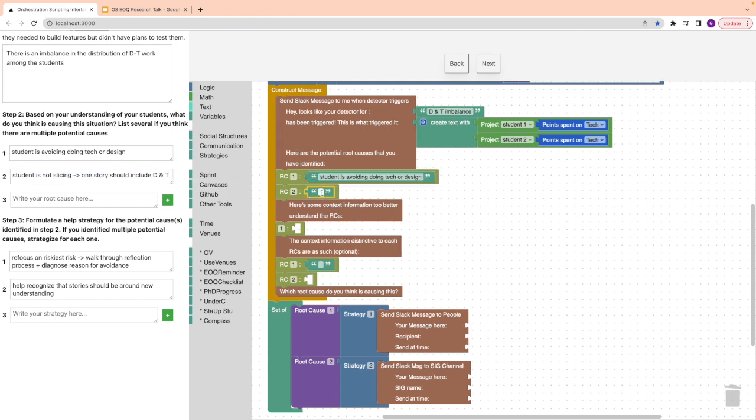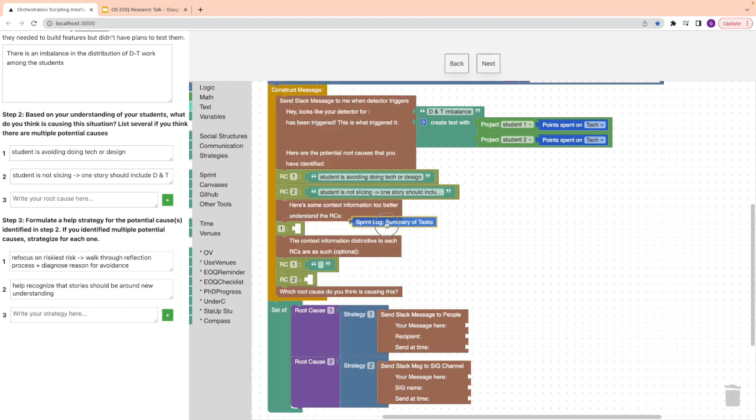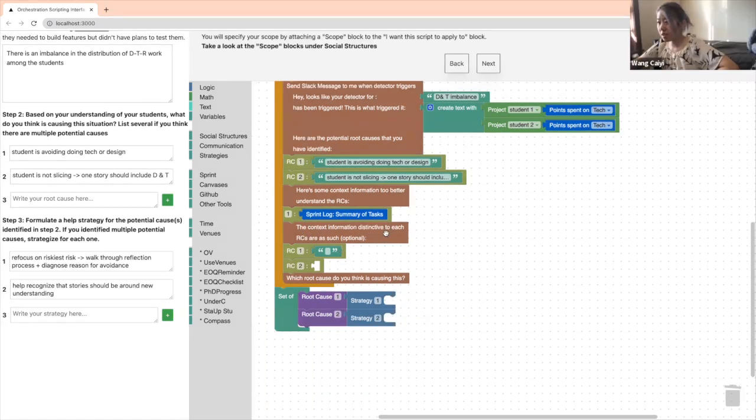The message then says, here are the potential root causes that you have identified, which is exactly what they put over here. It then goes on to provide some context information to better understand the RCs. So for example, since we're dealing with points committed in the sprint log, it might help to look at the summary of the task in the sprint log.